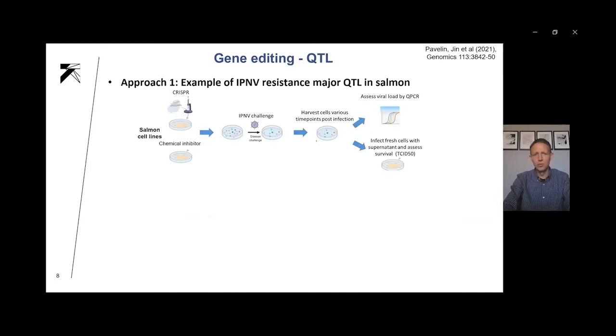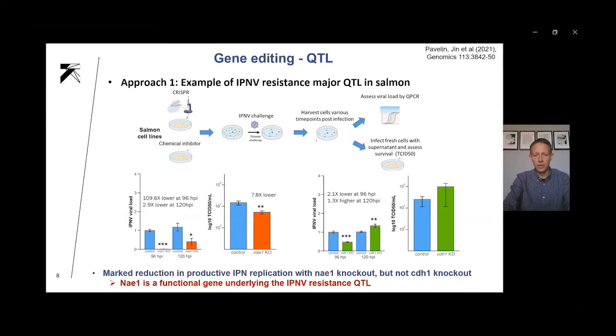We then took this approach of knocking out NAE1 and another candidate gene, CDH1, in cell culture and performed chemical inhibition too, then challenged the edited and control cells with IPNV, harvested the cells at various time points post-infection and assessed viral load either by qPCR or by infecting fresh cells with supernatant and assessing the survival. We saw that there was a marked reduction in productive IPN virus replication with the NAE1 knockout, but not with the CDH1 knockout, and also with the chemical inhibition of NAE1. And this suggests that NAE1 is the functional gene underlying the IPNV resistance QTL.